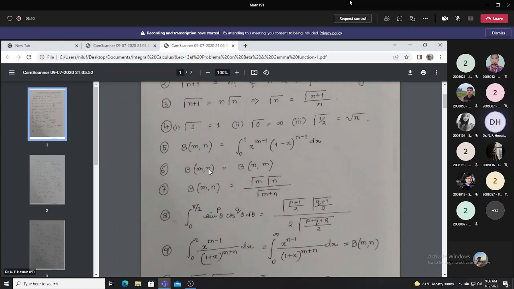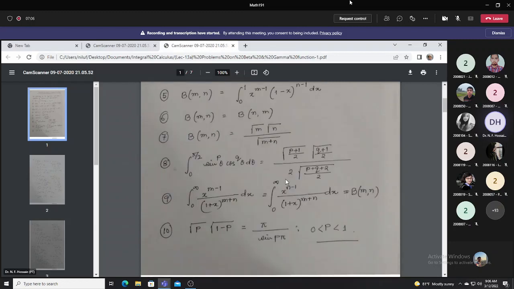Beta m n equals beta n m. The same result comes if you write n in place of m and m in place of n. And this is a very, very important relation between the beta function and the gamma function: beta m n equals gamma m into gamma n divided by gamma m plus n.